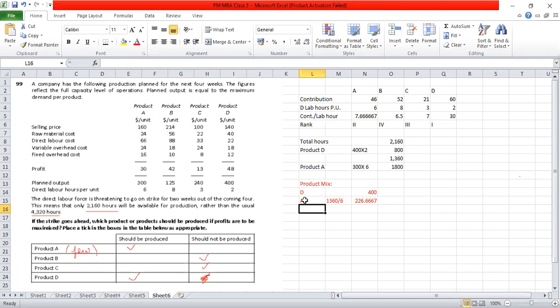But the second one is product A, which requires 1,800 hours. All 300 units cannot be produced because 1,800 hours are not available. Only 1,360 hours are available. So proportionately, we see that 227 units can be produced. Let's continue with the next question.